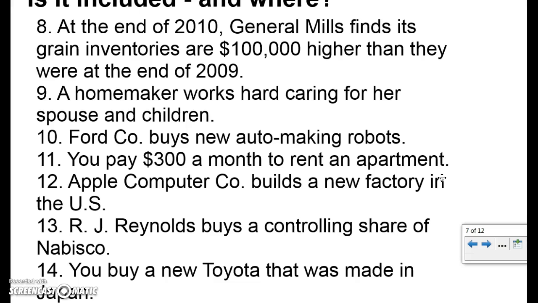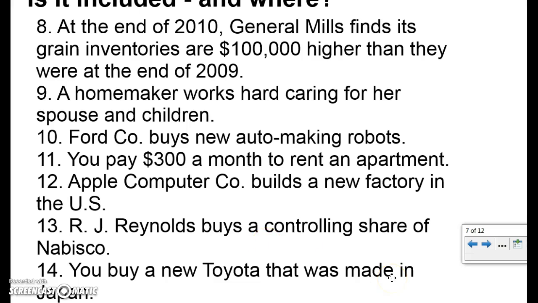Number 8 is counted. Changes in inventories are counted as investment. Number 9, not counted, non-market. Number 10, counted as investment. Number 11, counted as consumption. Number 12, counted as investment. Number 13, not counted, purely financial.